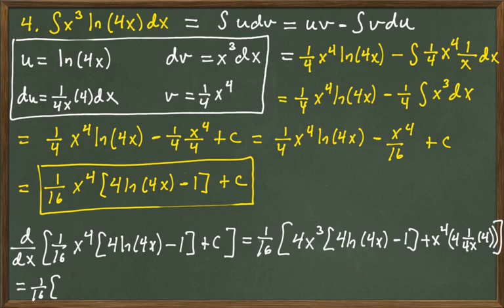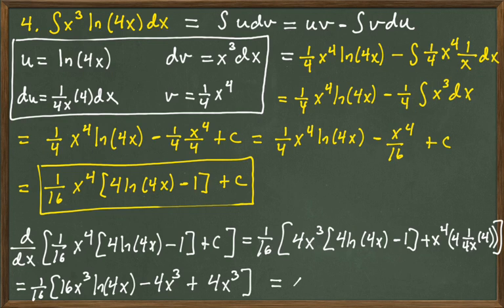So 1 over 16, 16x cubed natural log of 4x minus 4x cubed plus 4x cubed. Okay. And so that simplifies down to x cubed natural log of 4x, which was the original integrand. Okay. All right, stay tuned for the next video for a couple more examples.